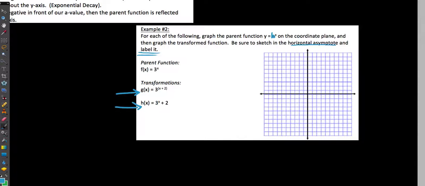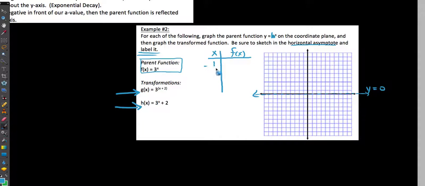So here's what we're going to do. We're going to graph our parent function first, and then we're going to work on the transformations. When it comes to graphing the parent function, here are some things that you would want to be able to figure out very quickly. There has to be a horizontal asymptote on the x-axis. So the very first thing is our parent function, we'll go ahead and put its asymptote on there. We'll say that it's at y equals 0.